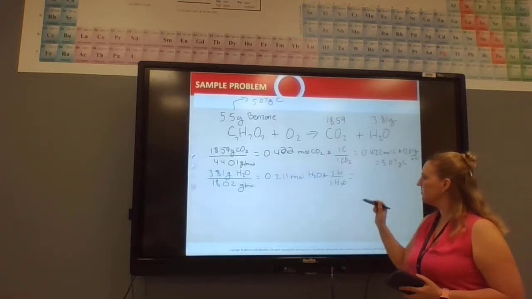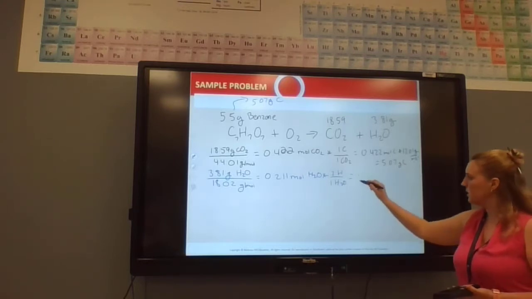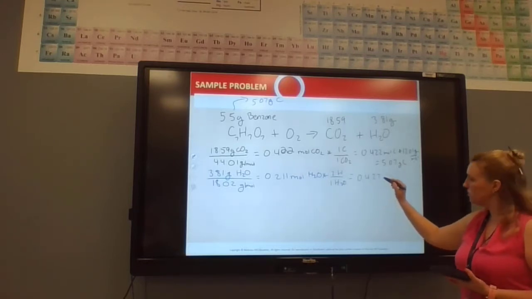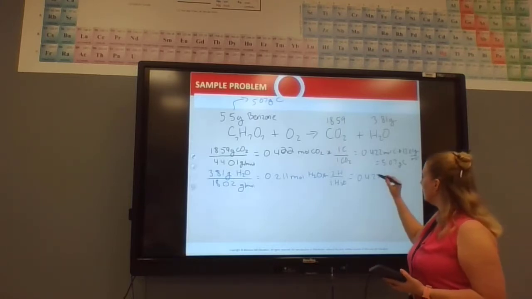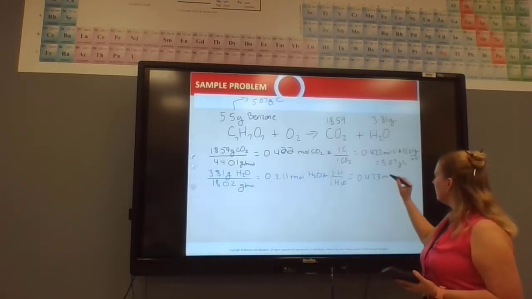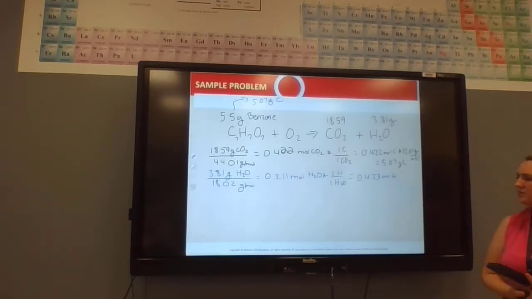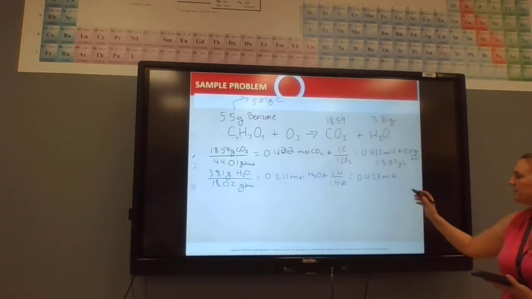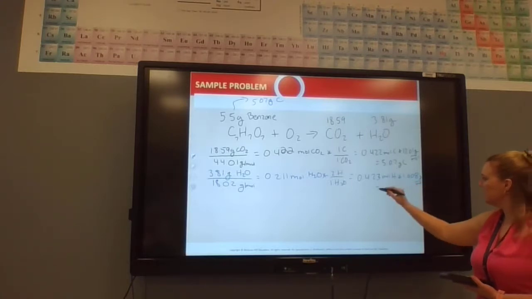That's going to give me 0.42223 moles of hydrogen. Last step, how do I get moles of hydrogen to grams of hydrogen? Times 1.008, which is the molar mass of hydrogen. Good.